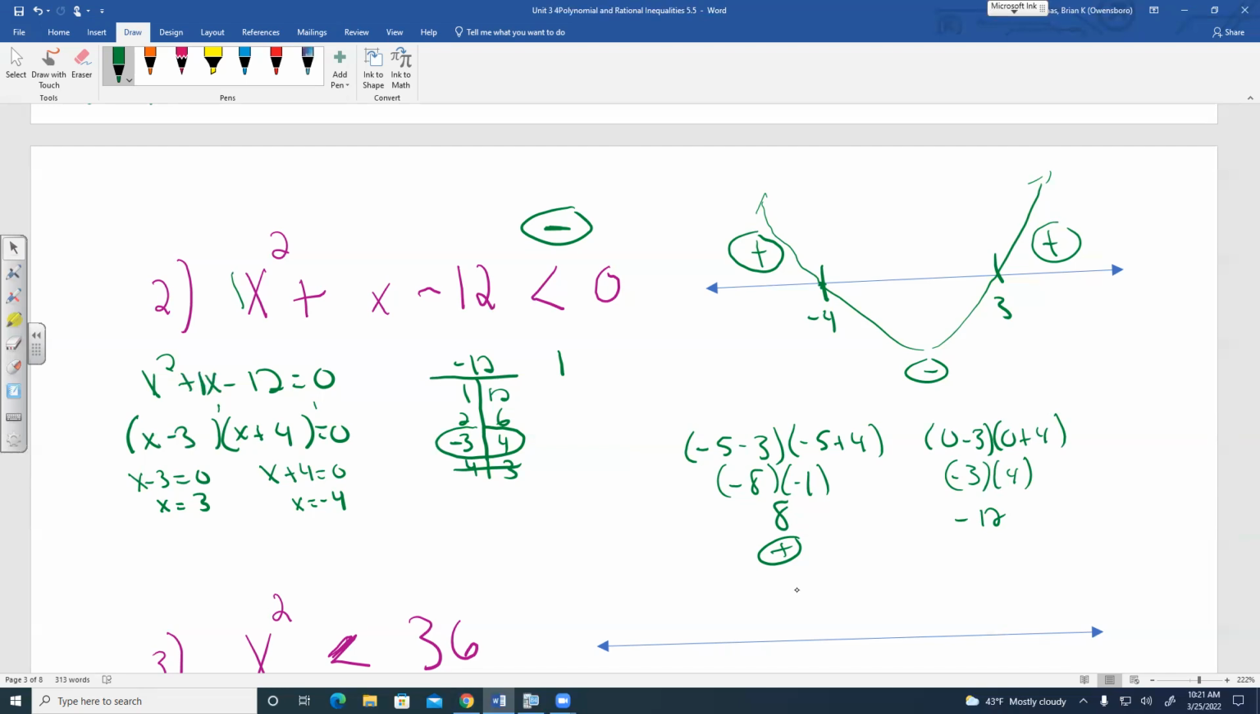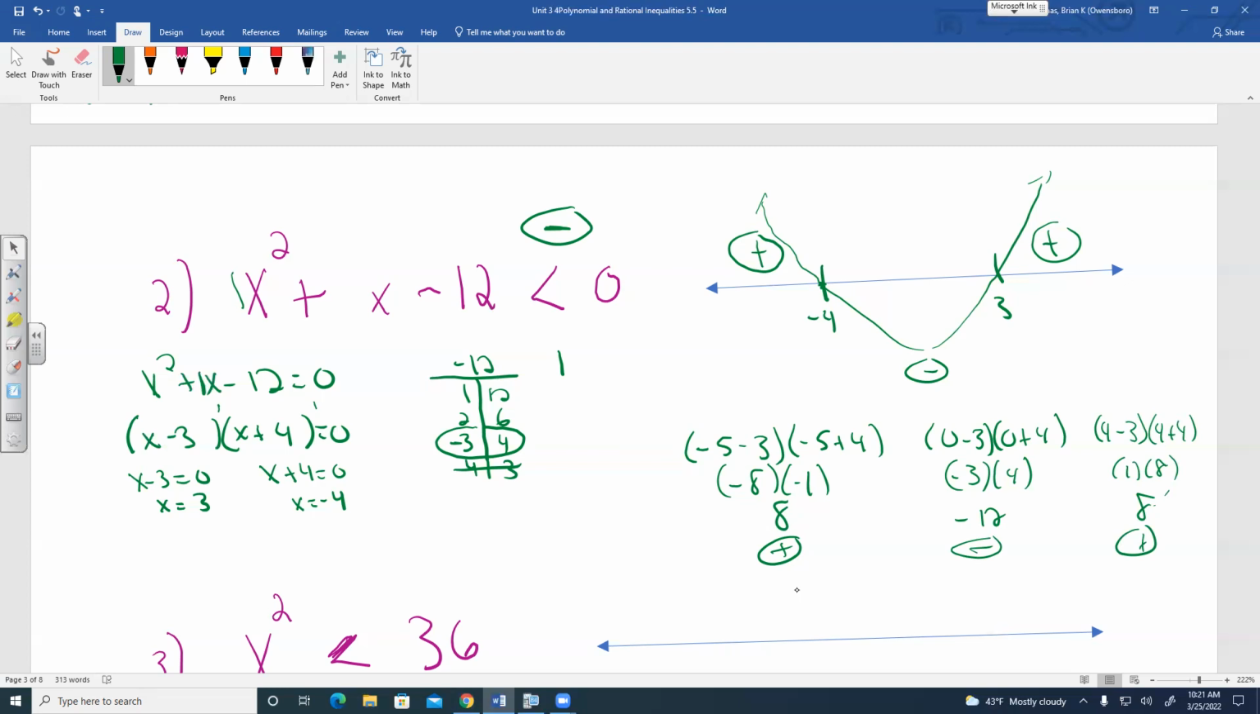And if I wanted to verify something to the right of 3, I could pick 4 there. So it's going to be 4 minus 3 and 4 plus 4. That's going to be 1 times 8, which would be 8. That would be positive. So again, I'm seeing these alternating signs as well. So a lot of stuff that we've talked about falls into play here.